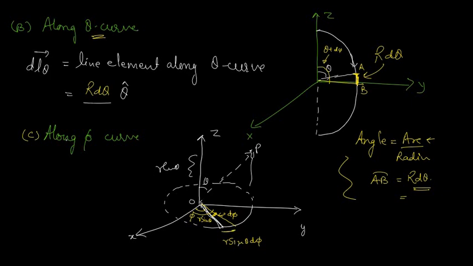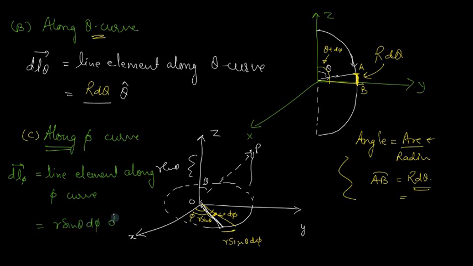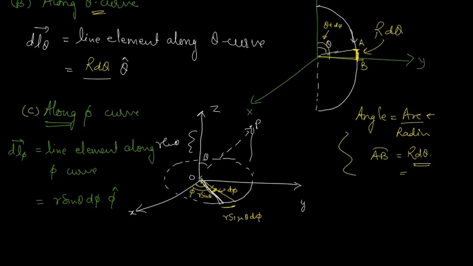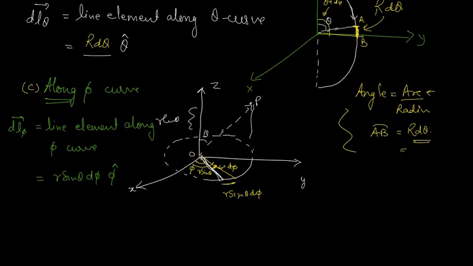So the line element along the phi curve, dl_phi vector, is nothing but r sine theta d phi, and the direction is phi cap. So that was about the line elements in the r, theta and phi curves. Hopefully you have got this. Now let us move to the surface element. The second thing is we are going to deal with the surface element.